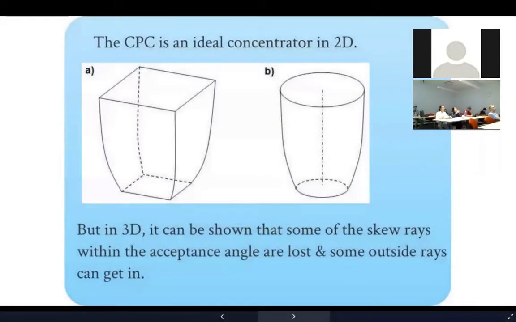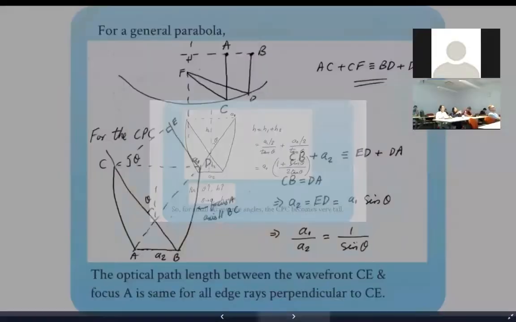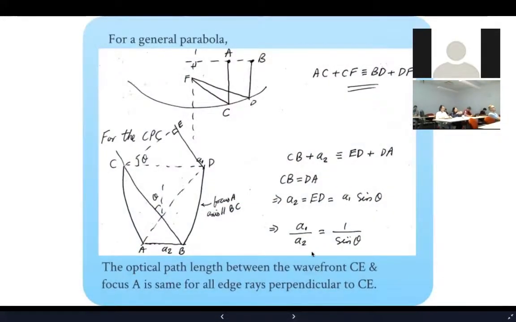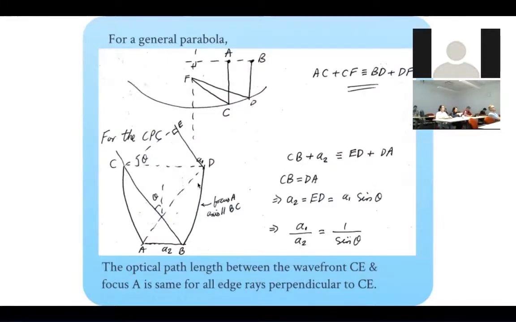So just to review very quickly, a CPC, as we know, is the ideal concentrator in 2 dimensions, where the concentration factor, which is the ratio of the input aperture divided by the output aperture, is 1 over sine theta, where theta is the acceptance angle. So we can see that if we want to concentrate the light more, we have to reduce the acceptance angle. In other words, we will have to track the sun more accurately. Okay, so that's a very fundamental trade-off.